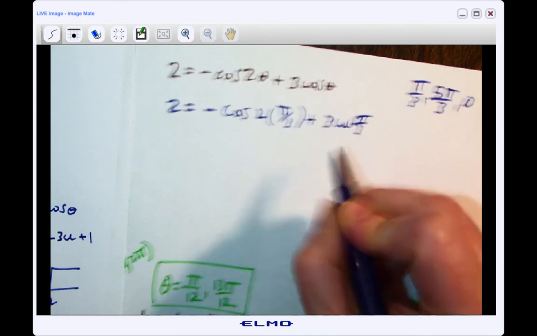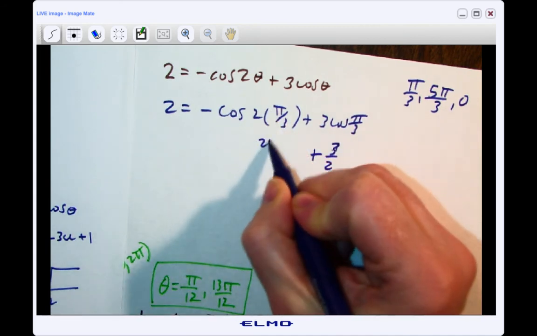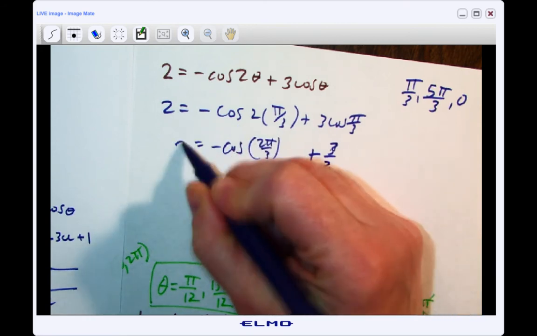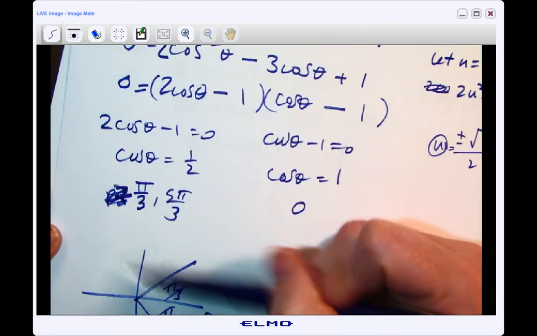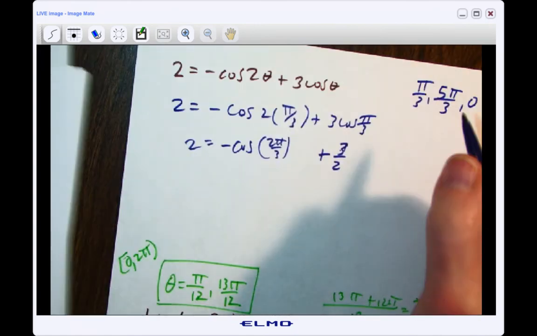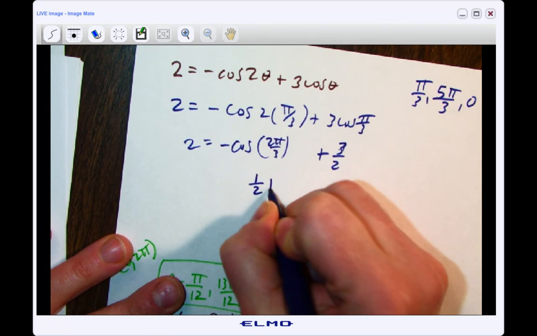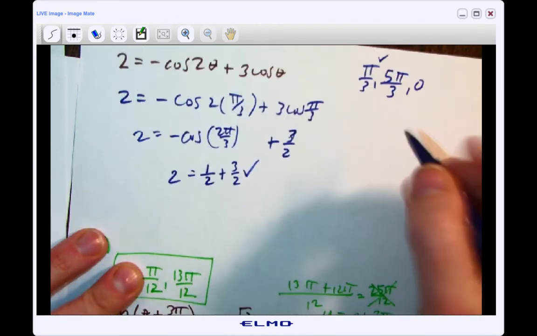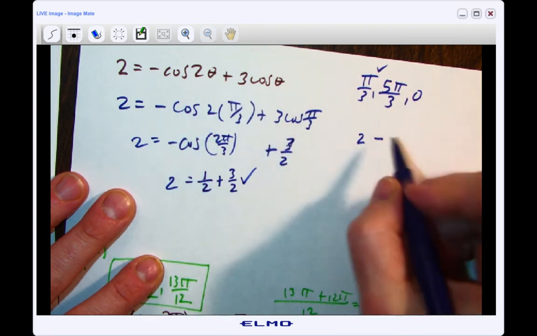Cosine of pi over 3 we just said was a half, so this is 3 halves. This is actually 2 pi over 3. So cosine of 2 pi over 3 is actually going to be in this quadrant, so it's going to be negative a half. So negative and negative will be a positive a half. And it looks like that one's going to work out. So we're good. So this one's good. All right, same thing. So we know that one's going to work out. Do we? Oh, no, we don't know for sure. Hold on.